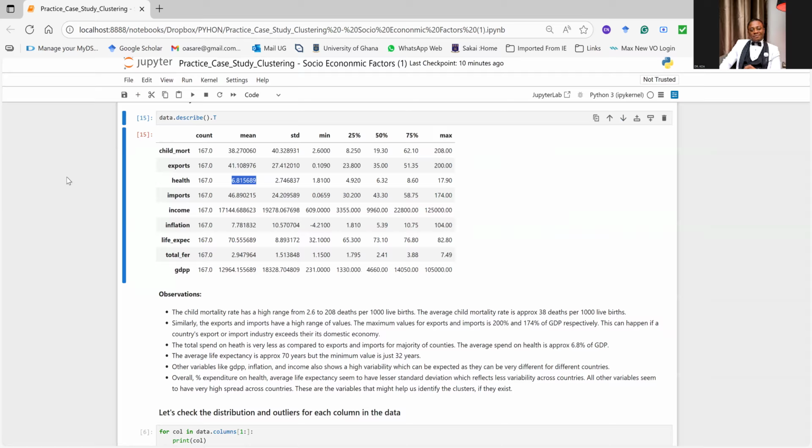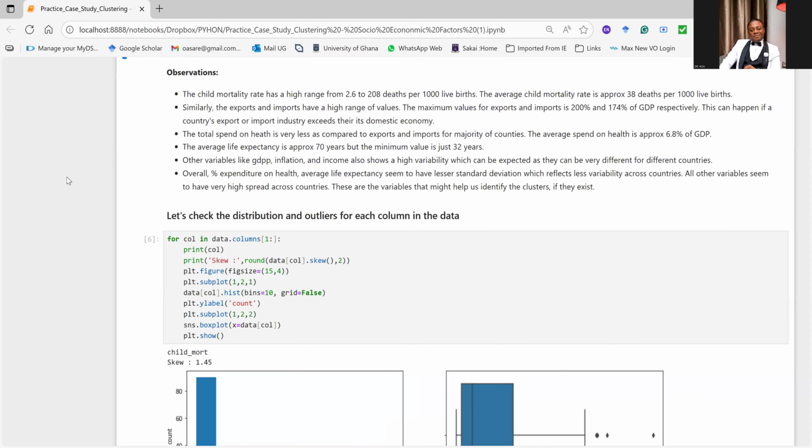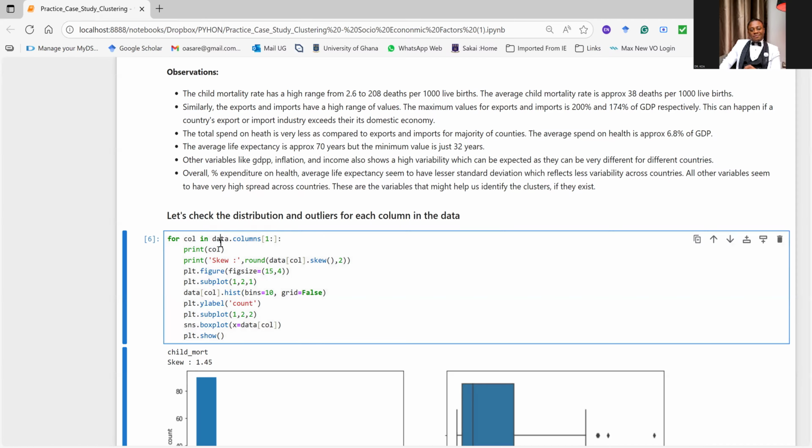The next thing is to check the distribution of each variable to see whether there are outliers. You see, distribution is how the data is spread. And to do that, you will use this command. Remember, the name of the data is data. So we are taking each column in the data, and then we will indicate the distribution. You will print the skewness. You will indicate the size of the figure. You would even want it to give you subplots. And then you can adjust your result.